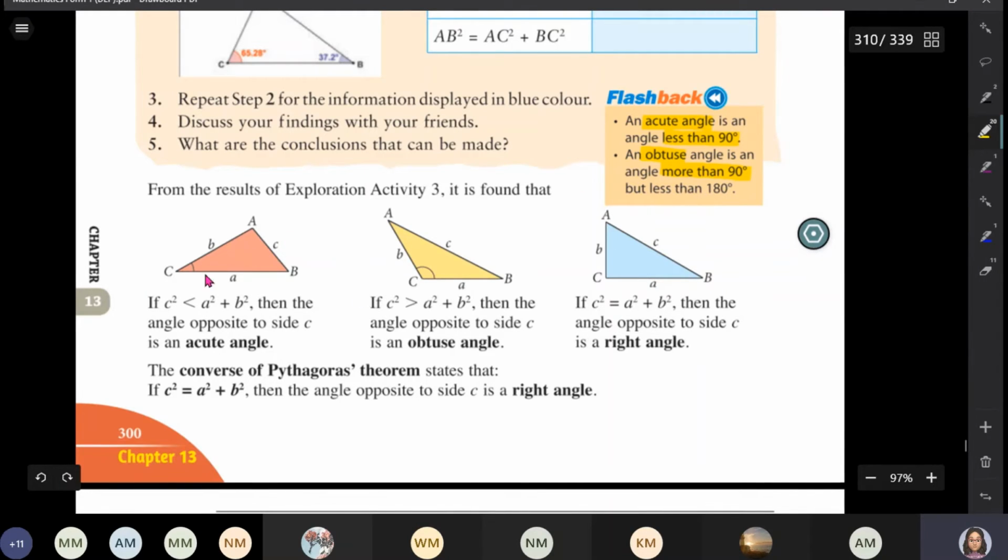Okay, so let's look at this triangle. According to this, if you sum up the square of A and the square of B, and the value is less than the hypotenuse, so if the value is less than the hypotenuse, then the angle opposite to side C is the acute angle.